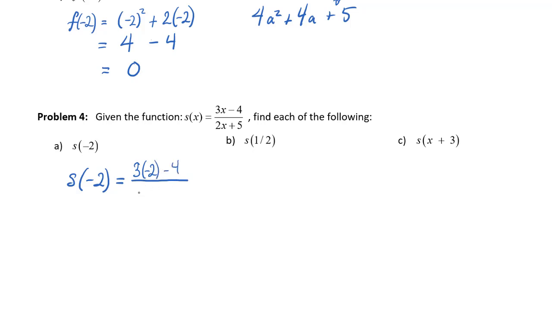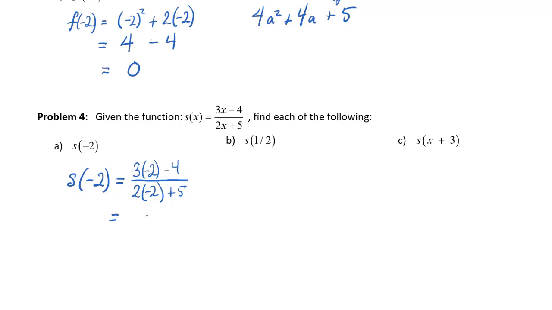So 3 times negative 2 minus 4 all over 2 times negative 2 plus 5. That is our new statement with the substitution included. Now on the next line, we will calculate these numerator statements and denominator statements separately and then simplify.